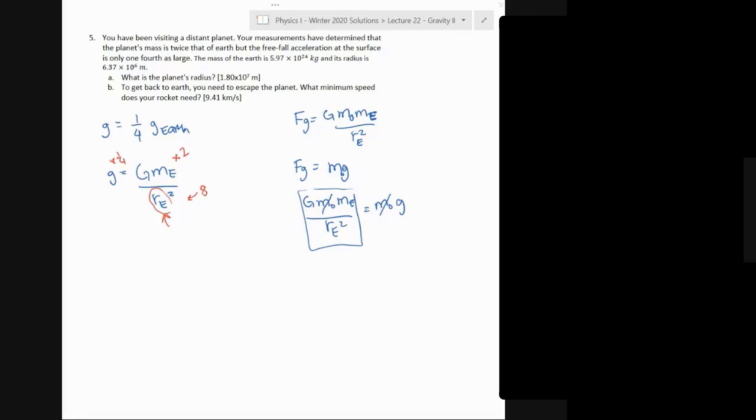Good. Square root of 8. So the radius of this other planet has to be the square root of 8 times the radius of the Earth. So do people want to speak up and ask questions now? Because I know that was confusing.